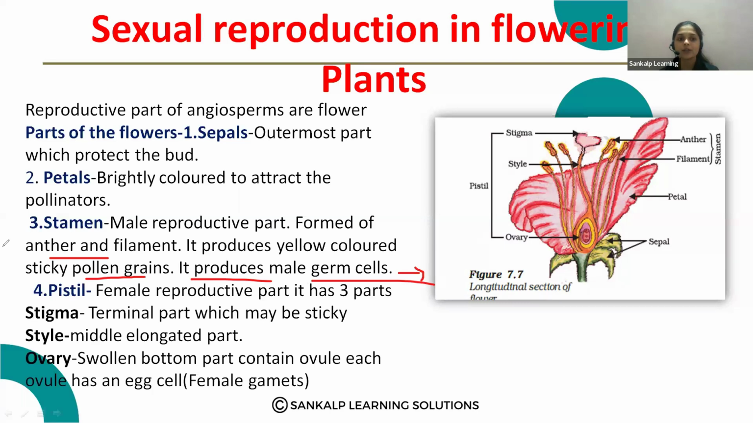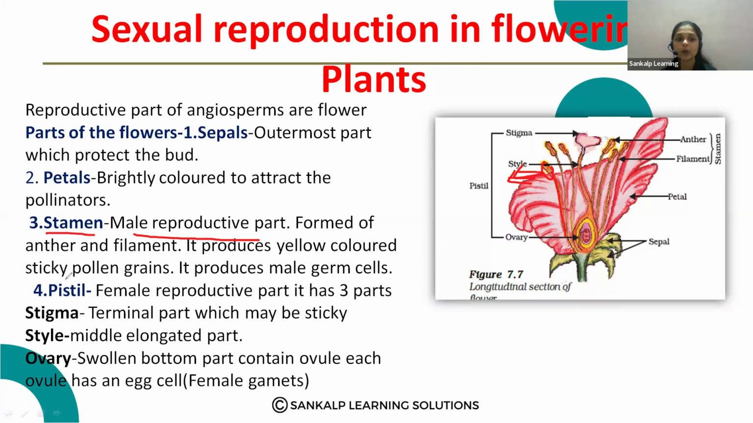Okay. So that is about the stamen. What is the stamen? That is the male reproductive part. It contains the anther and filament. These anthers produce the pollen grains, which are yellow in color, and these produce the male gametes. Okay. That is the male reproductive part.